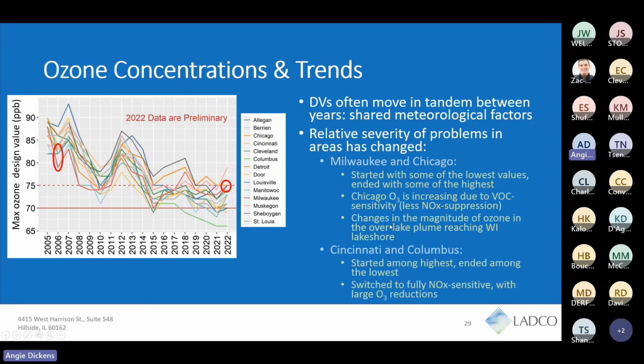In contrast, if you look at Cincinnati and Columbus, they were among the highest back in the early part of the period, 2005, and they're currently the lowest. They're currently way at the bottom. Columbus has been redesignated for many years. Cincinnati was just redesignated. So this is also the chemistry, different chemistry here. These have become very strongly NOx sensitive, and as NOx emissions have decreased, they've responded very strongly. So that's just an interesting observation, I thought.